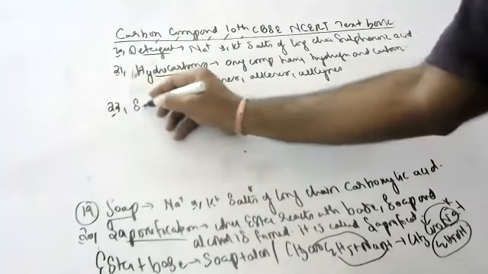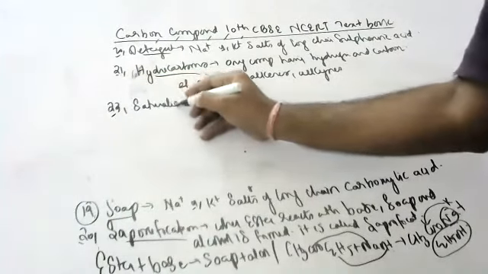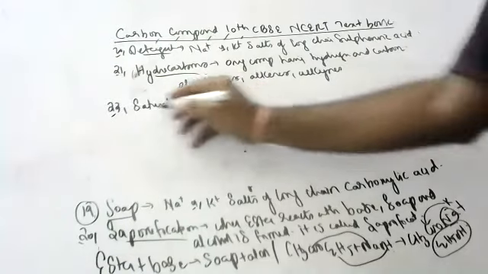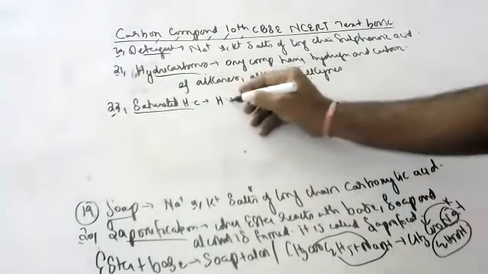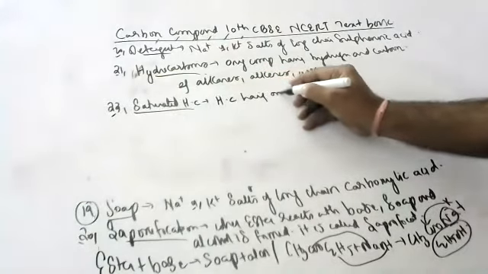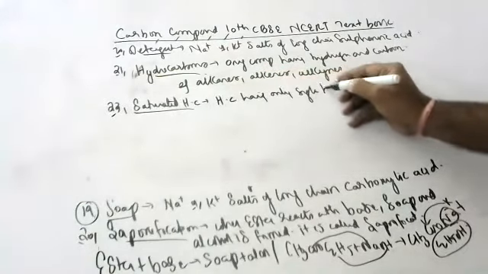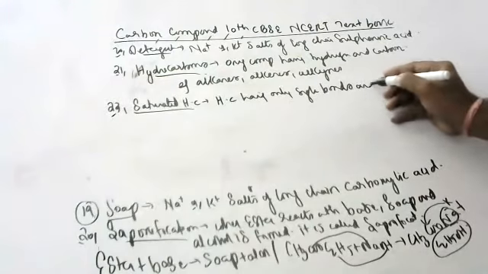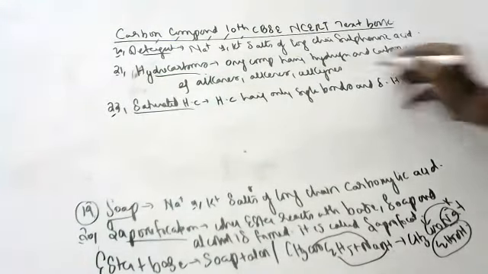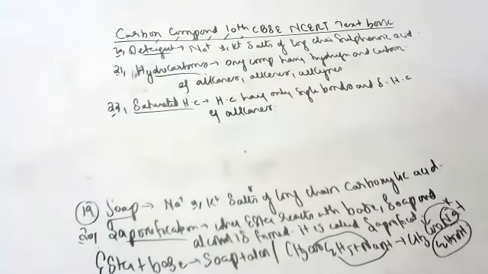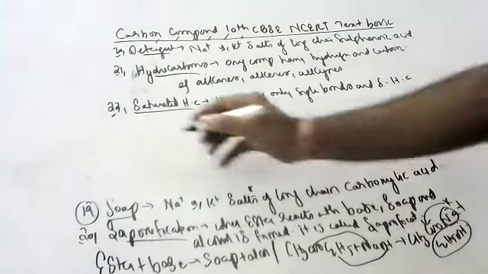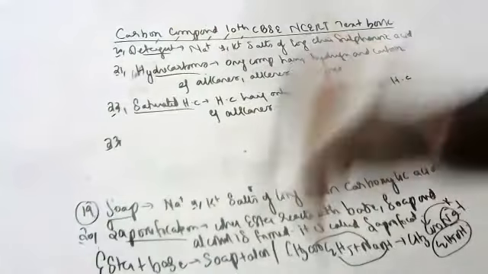Next, what are saturated hydrocarbons, children? Saturated hydrocarbons means having single bonds. Hydrocarbons having only single bonds are called saturated hydrocarbons. Example, what, children? Alkanes. Saturated means all single bonds, remember.